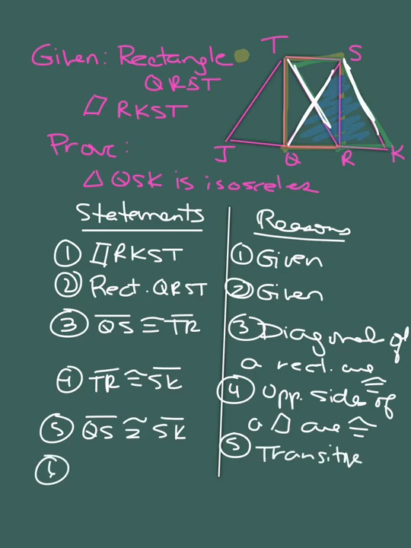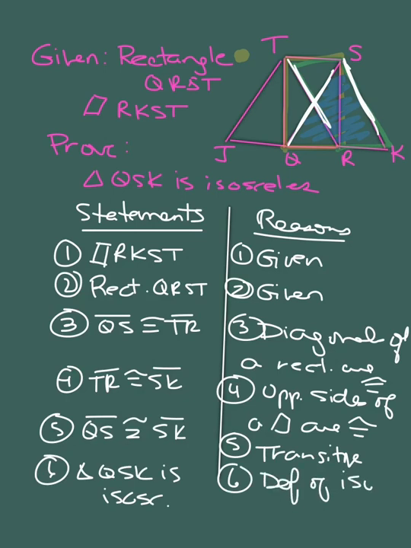Now from there, once I have stated that those sides are congruent, I know that I have an isosceles triangle. So triangle QSK is isosceles, and that is because of the definition of an isosceles triangle. The definition states that if two of the sides are congruent, then the triangle is isosceles.